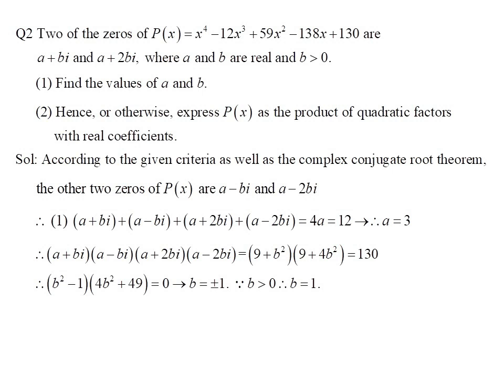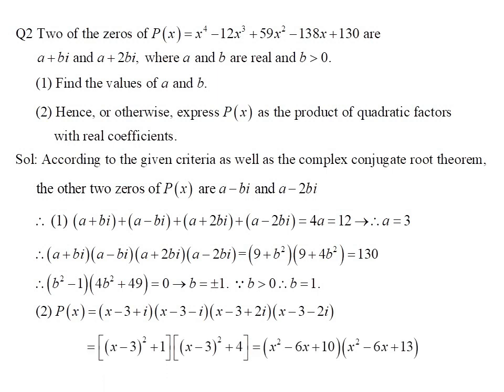After calculating the values of both a and b, the polynomial p(x) can be expressed in its factored form as shown on the screen. After being expanded, we find the two quadratic factors of the polynomial p(x), which equals (x squared minus 6x plus 10) multiplies (x squared minus 6x plus 13).